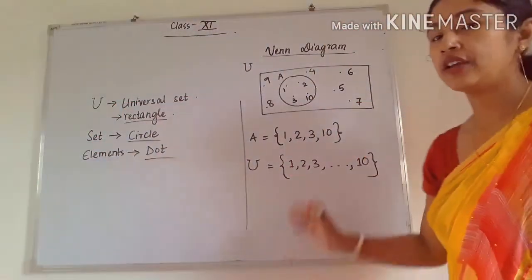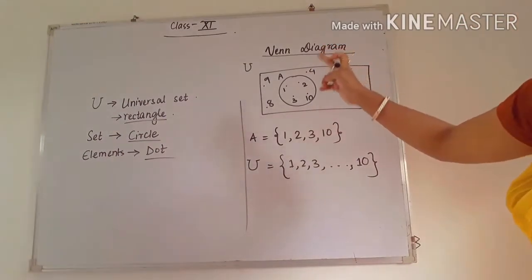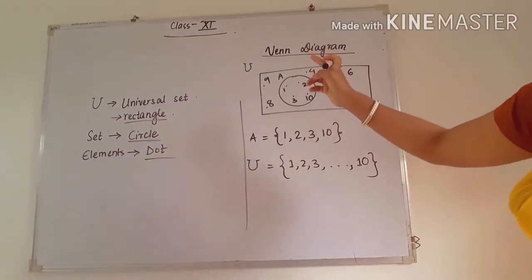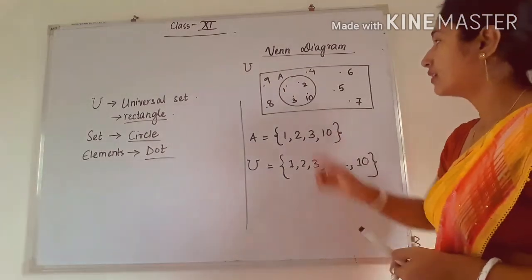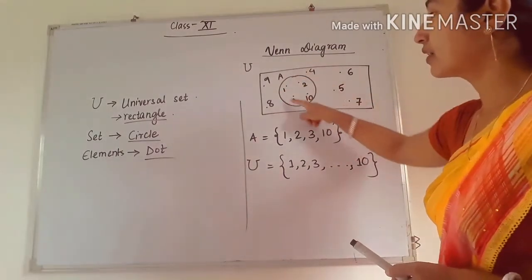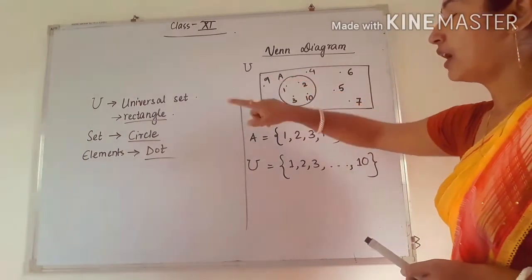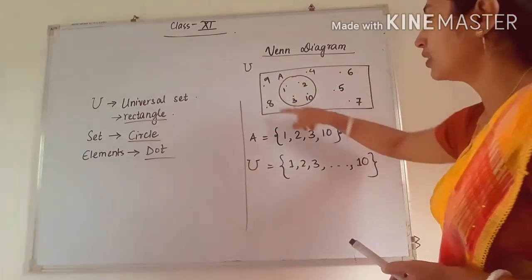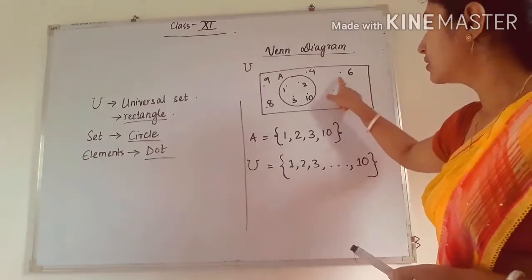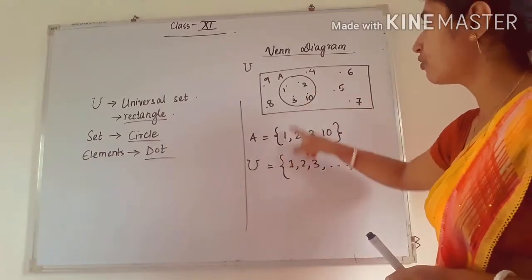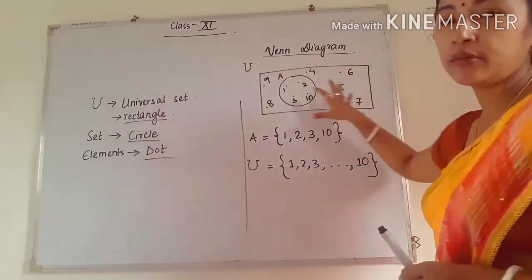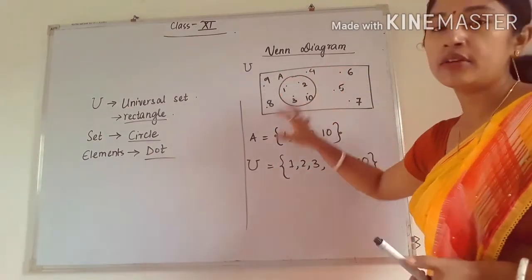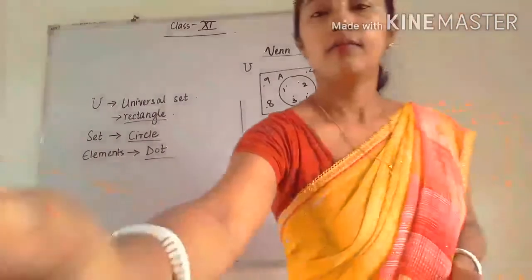So see, this is a Venn diagram. This is a rectangle and U is called the universal set, and it is represented by a rectangle. A set is represented by a circle. This is set A. And elements are represented by what? Dots. These are all the elements. So set A consists of 1, 2, 3 and 10, and the universal set consists of all the elements, all the elements inside the rectangle.